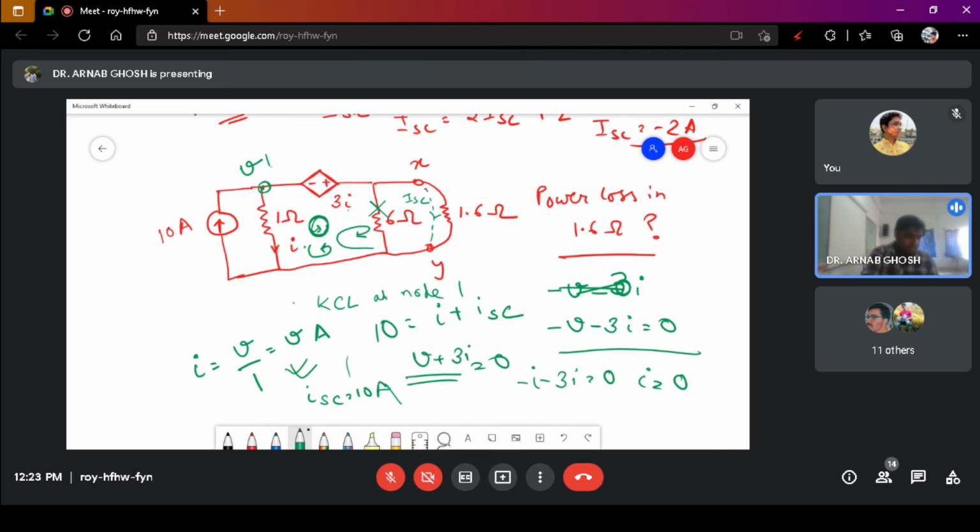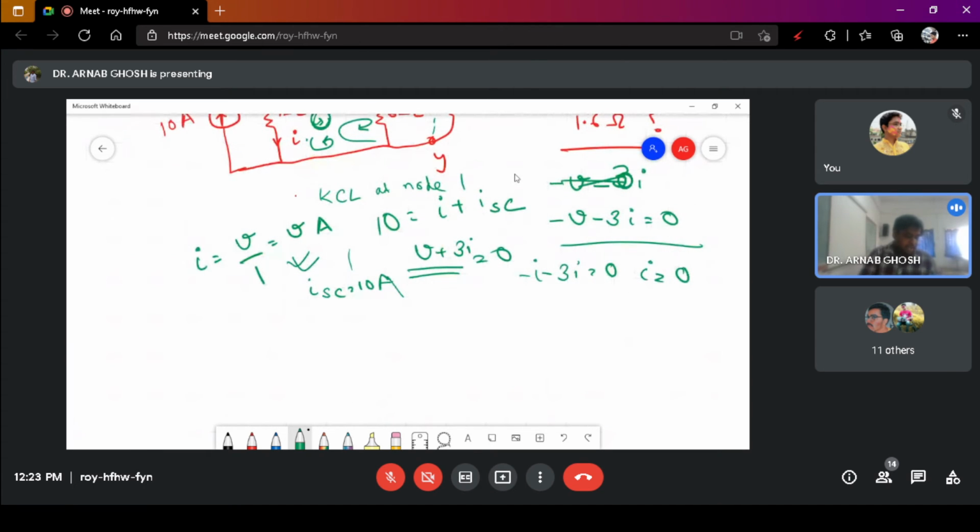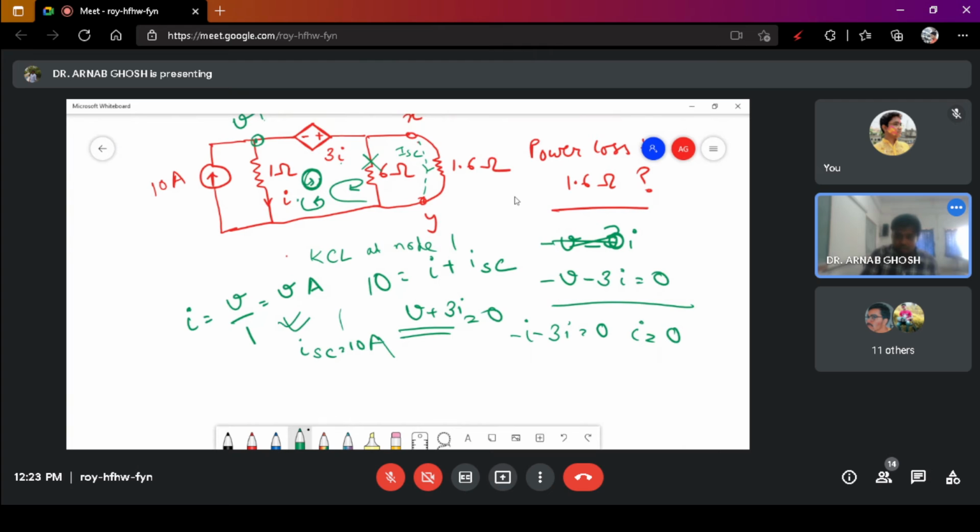Clear? A part, the first part. Yes, sir. Okay. So ISC is coming out to be 10 ampere. Now next what we have to calculate, we are removing the short circuit, we have to calculate VOC.